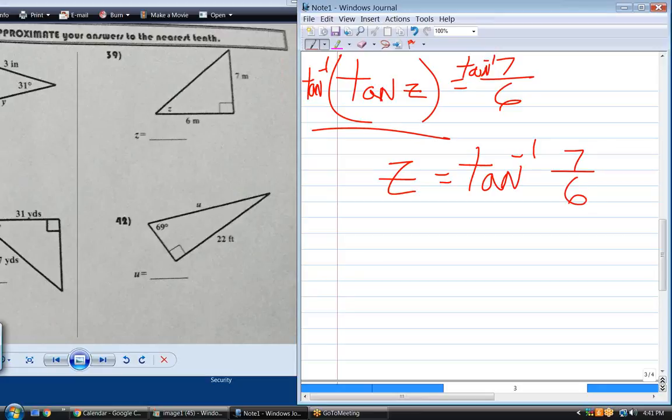Tell me what the inverse tangent of 7 divided by 6 is. 49.4.